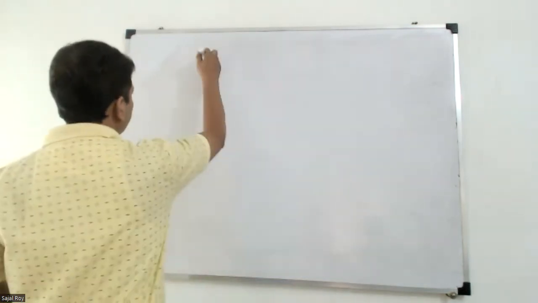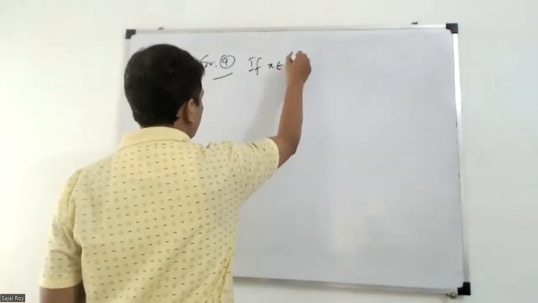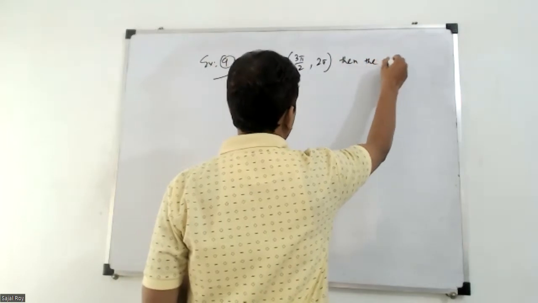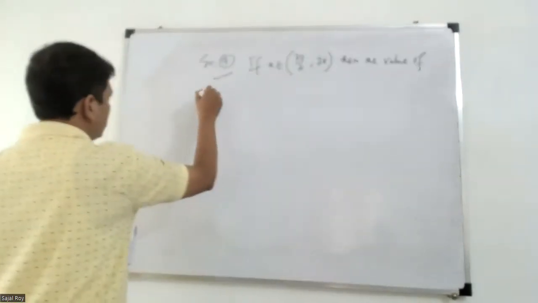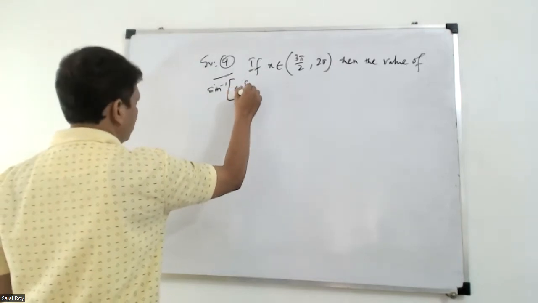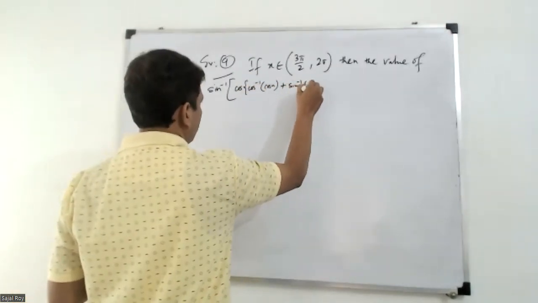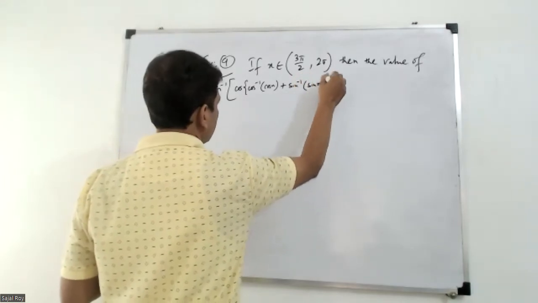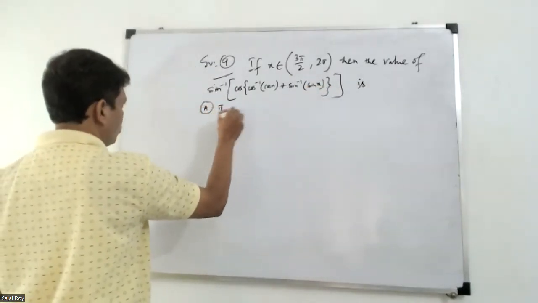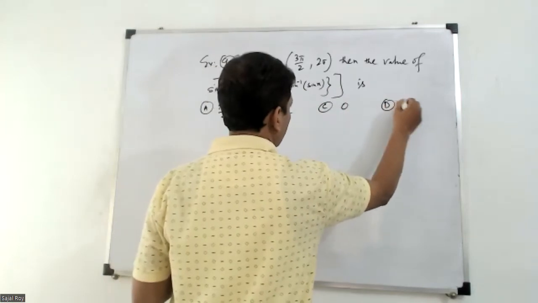Now, again, I have: if x belongs to 3 pi by 2, 2 pi, then the value of sin inverse of cos inverse cos x, sin inverse sin x is: pi by 2, minus pi by 2, 0, pi.